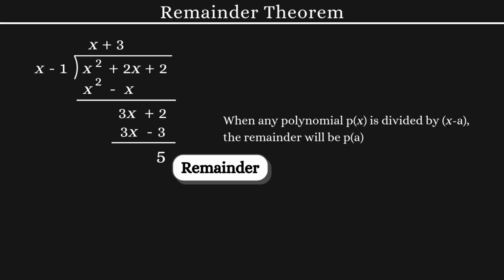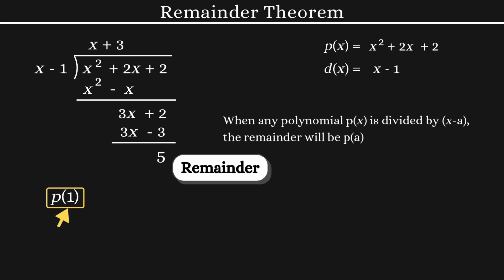Let's understand this clearly. In the example which we just solved, this is the polynomial p of x and this is our divisor d of x. Our theorem states that when you divide by x minus a, then the remainder will be p of a. So in this case, a is 1. Let's find out what is p of 1.